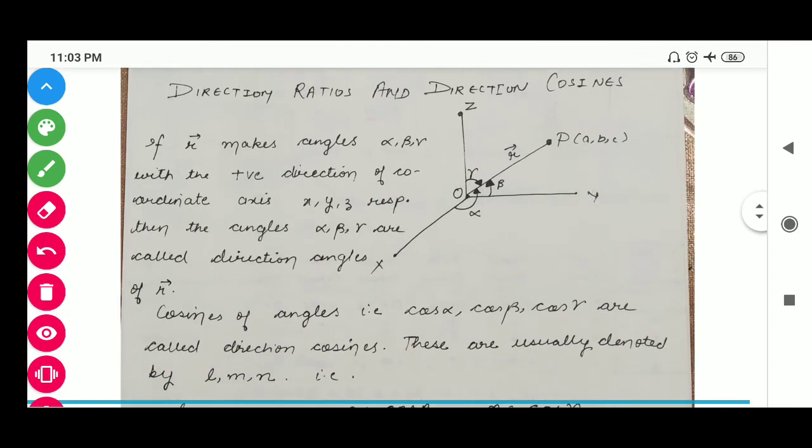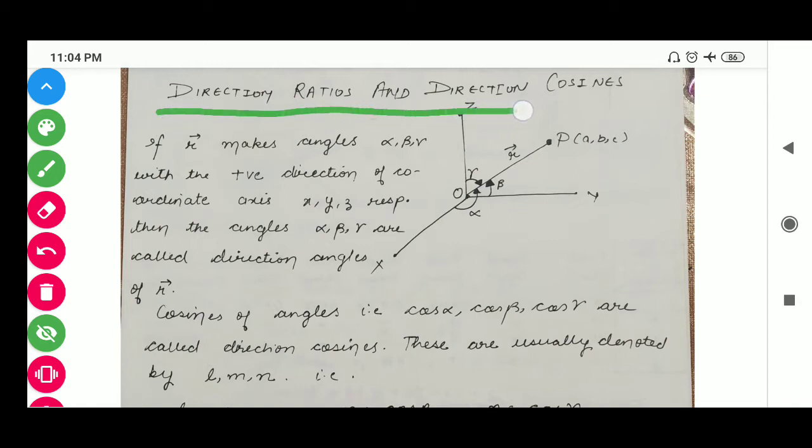Next we have direction ratios and direction cosines. Students, this is the most important topic of this chapter. What do we mean by direction ratios and direction cosines? Suppose we have a three-dimensional plane. OX, OY, OZ are the coordinate axes, and here P is a point in the plane with coordinates a, b, c. If we find the position vector of P, it can be denoted by the vector r, because this is directed. P is the position vector (a, b, c), denoted by vector r.